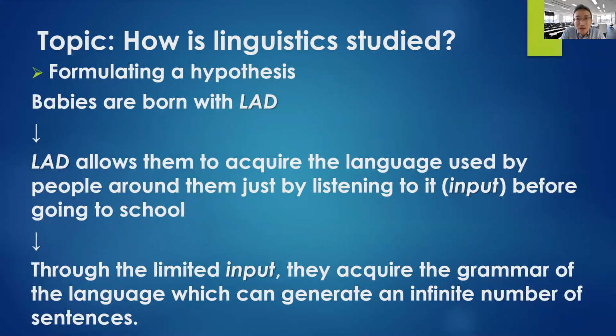Okay, so even though the amount and types of input are limited, children or babies eventually acquire the grammar of that language, which can generate many different sentences. The number of sentences they can generate is infinite. There are so many different sentences they can produce. But why is it? That's what linguists are trying to answer. What is the property of LAD? That's one area of linguistic research.